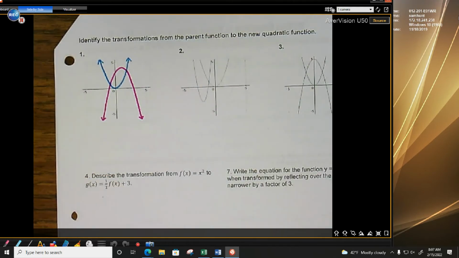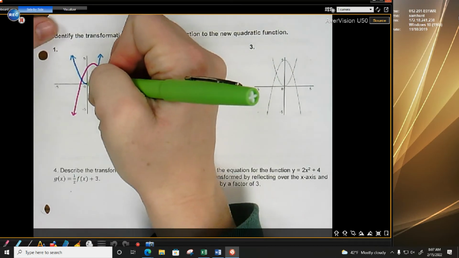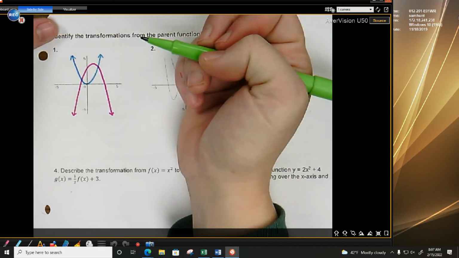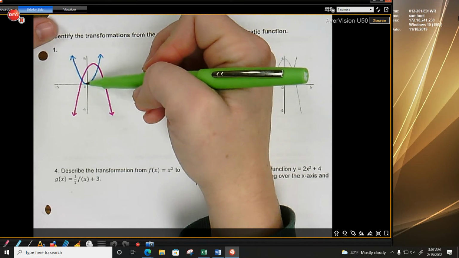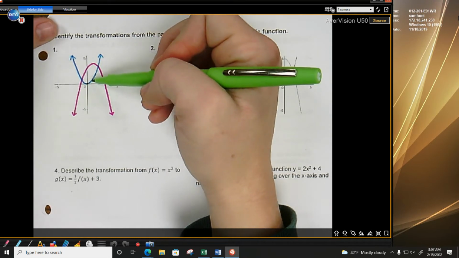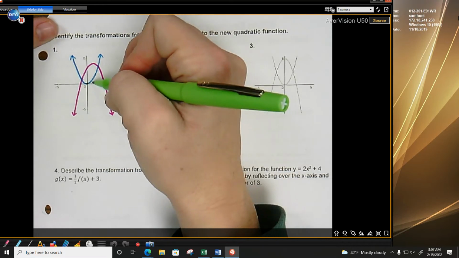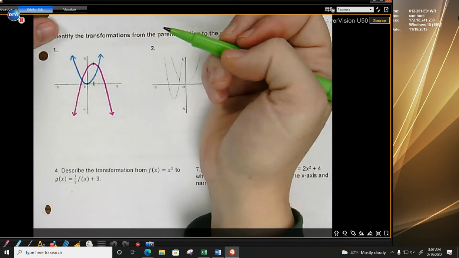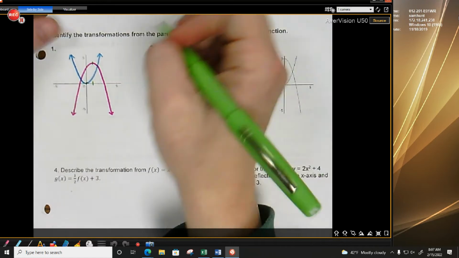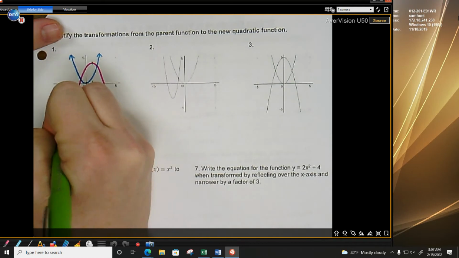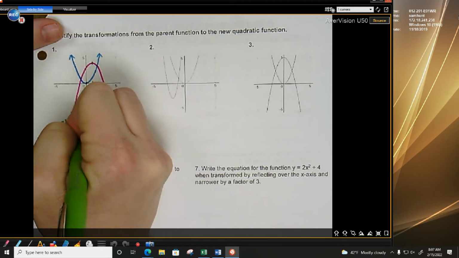Shifting right and left. Okay. From my parent function, did the vertex shift right or left? The vertex is at the same spot? No, it shifted right. How much? I will tell you it's 1, I think. Like I said, it didn't print perfectly. So we shifted right 1. My vertex went right 1.